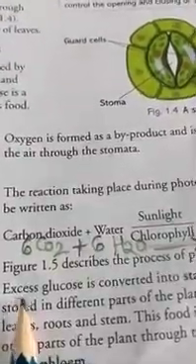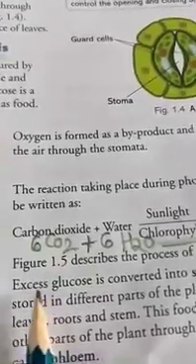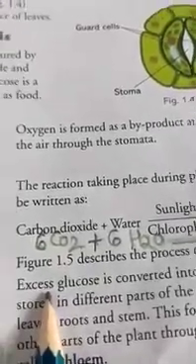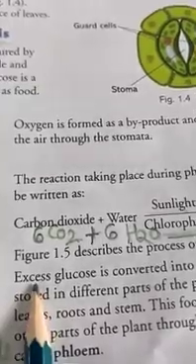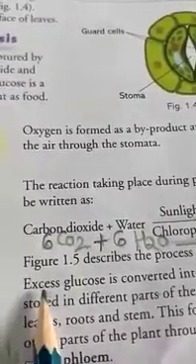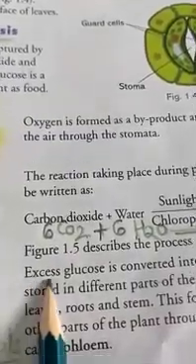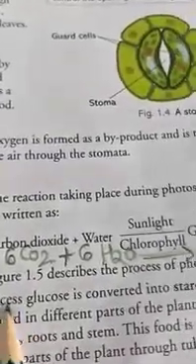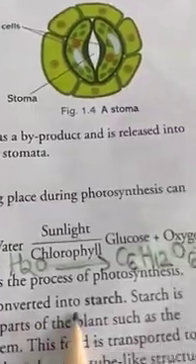Dear students, you are watching class 7 science, chapter number 1, nutrition in plants. In the last video we discussed the process of photosynthesis. In this video we will discuss the photosynthesis activity. So let's start. Excess glucose is converted into starch.